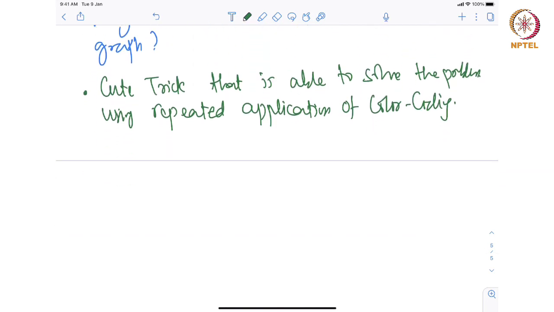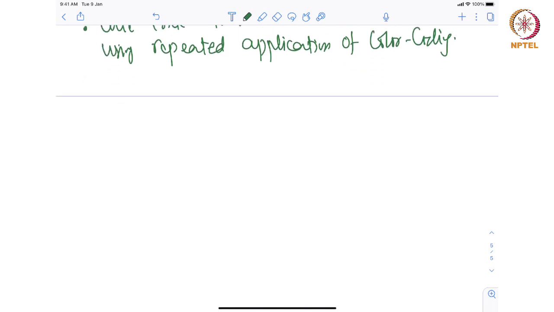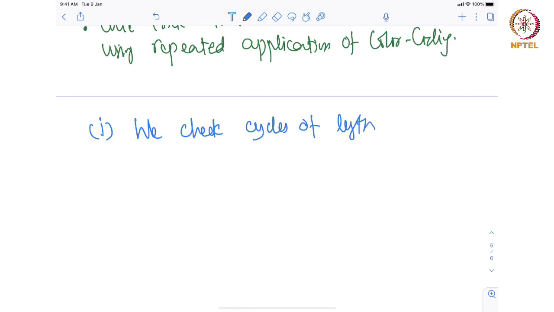The algorithm is very simple for this. For undirected graphs, the algorithm is first very simple: we check for cycles of length k plus 1 up to 2k. Just check whether we have a cycle of length in this range using the color coding algorithm.